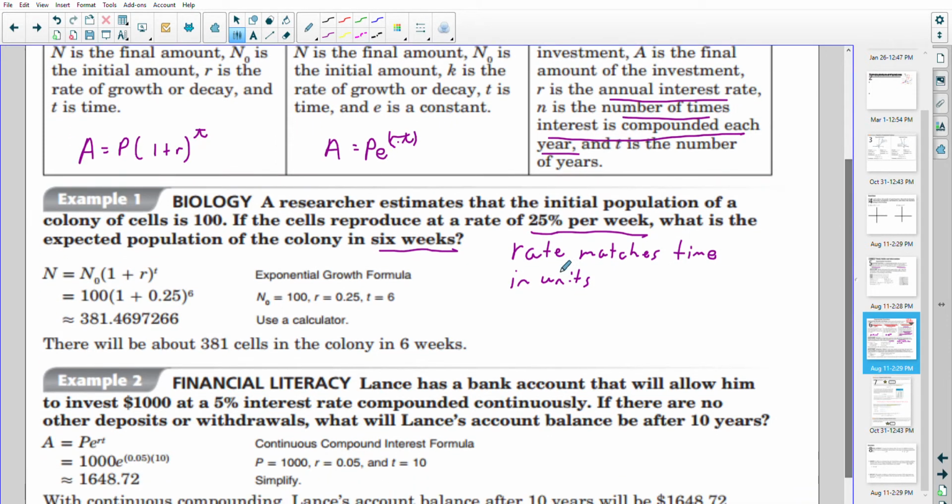In this problem, you would see that you have a rate of 25% per week, and the question is in 6 weeks. Notice the time and the compounded are in the same units.